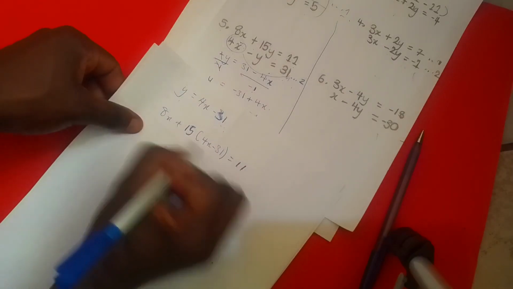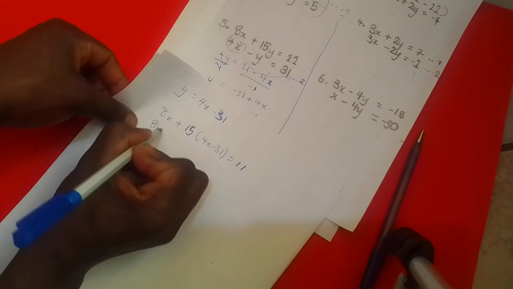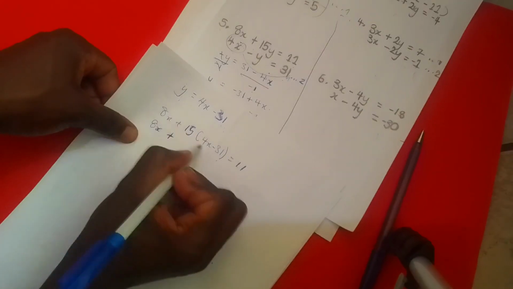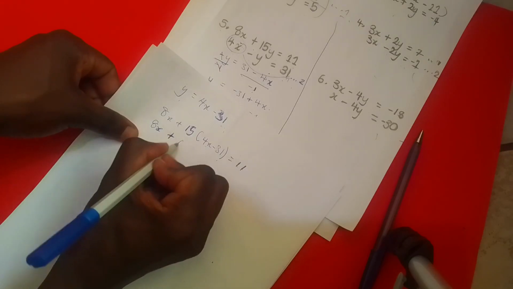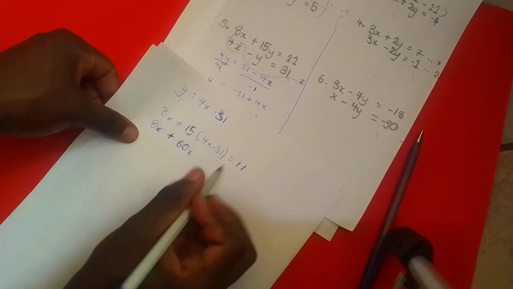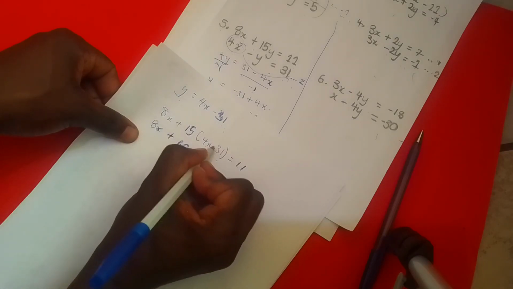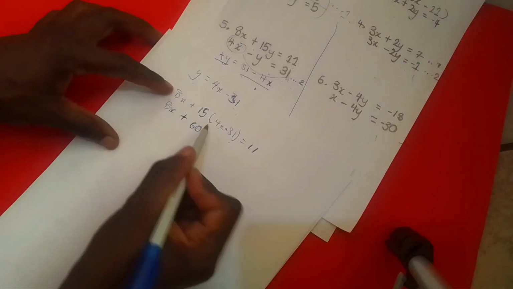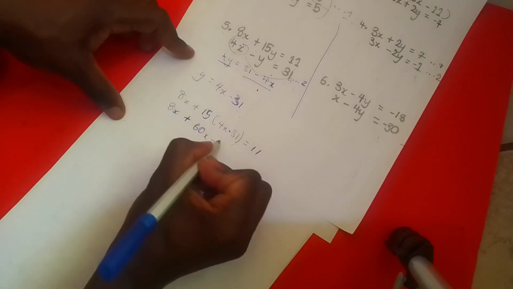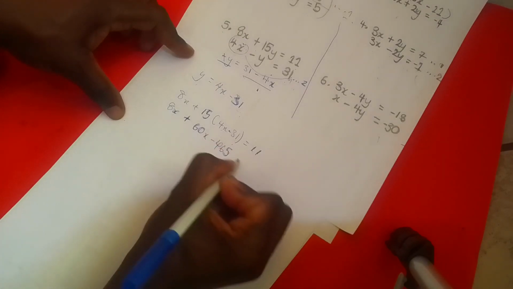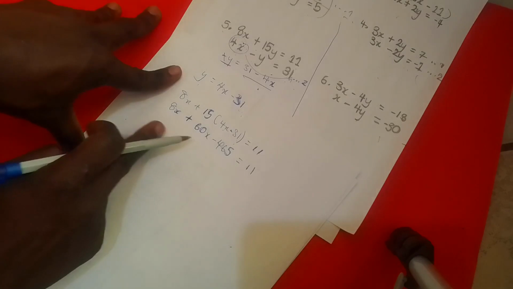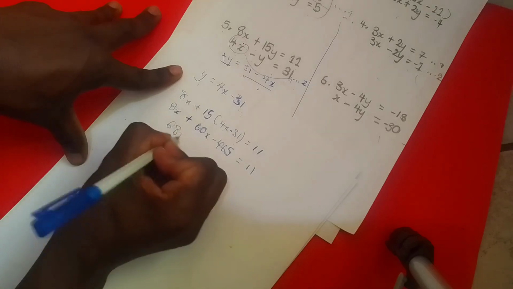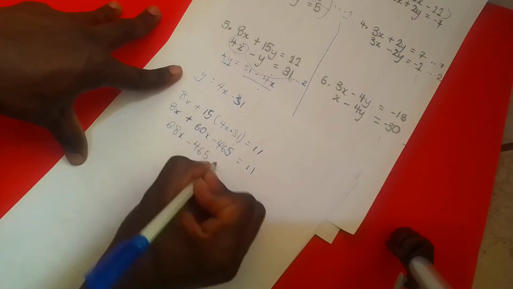Okay, so now I do the expansion. 8x stays like that, plus 15 times 4x, we're going to end up with 60x, and 15 times negative 31, we're going to end up with negative 465, equal to 11. So 8x plus 60x is 68x, negative 465 equal to 11.